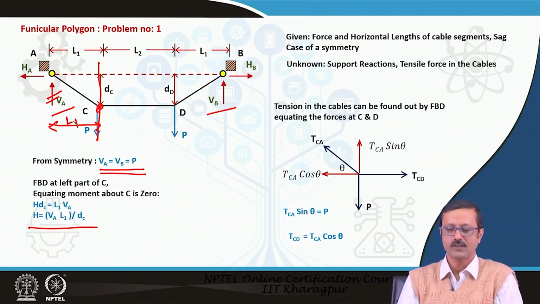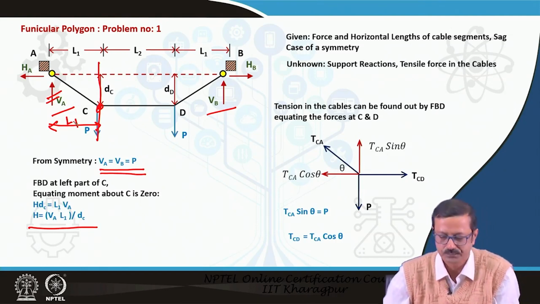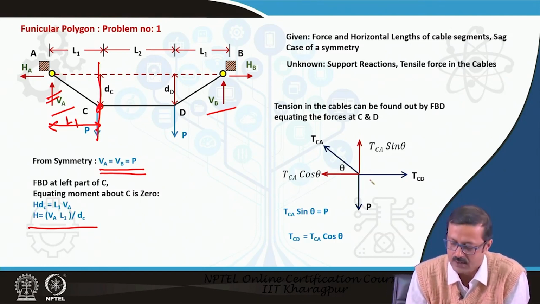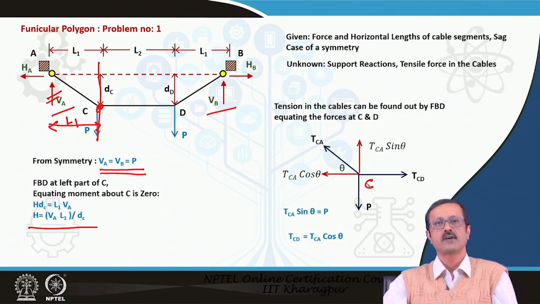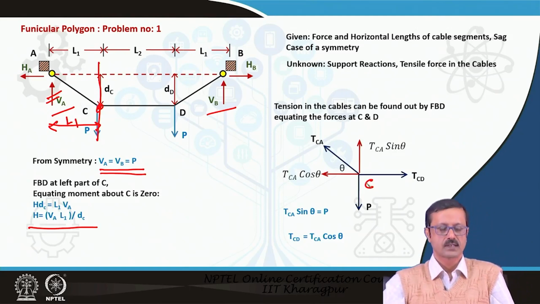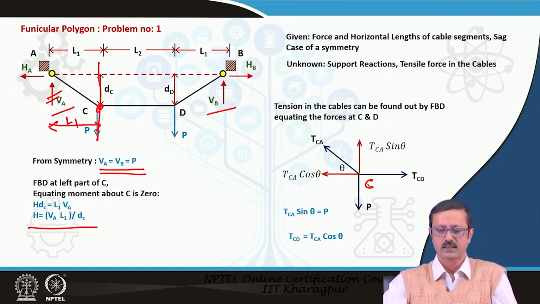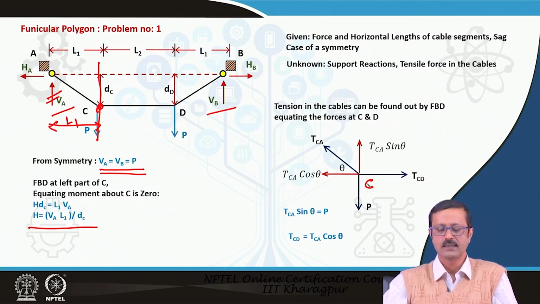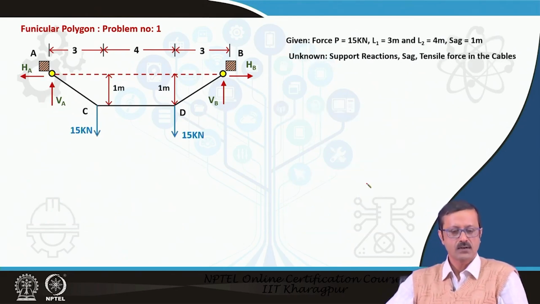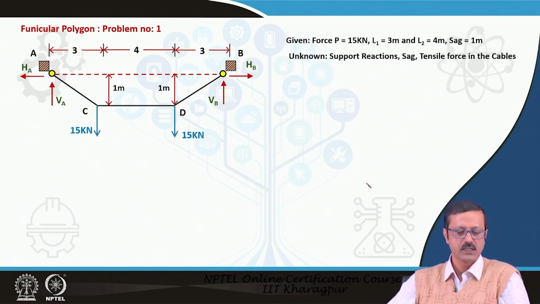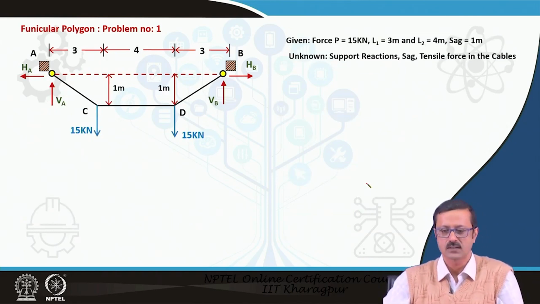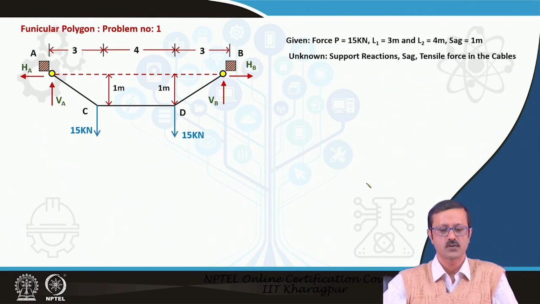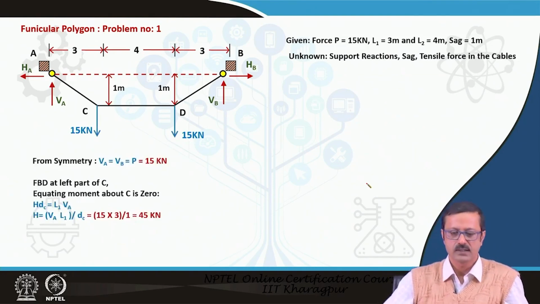So V A, V B and H can be computed, and similarly from the free body at the point C, we can easily find out the tensile forces in the cable, written here as T CA, the tensile force in cable CA, and T CD, the cable CD. Now if I take the same problem with values, that P equals 15 kilonewton, L1 is 3 meter, L2 is 4 meter and so on, then we can easily solve the equations.